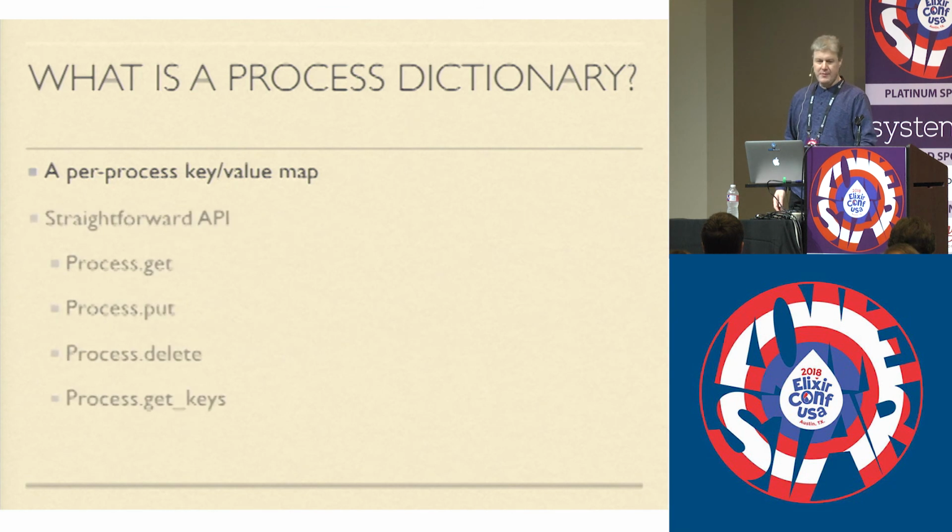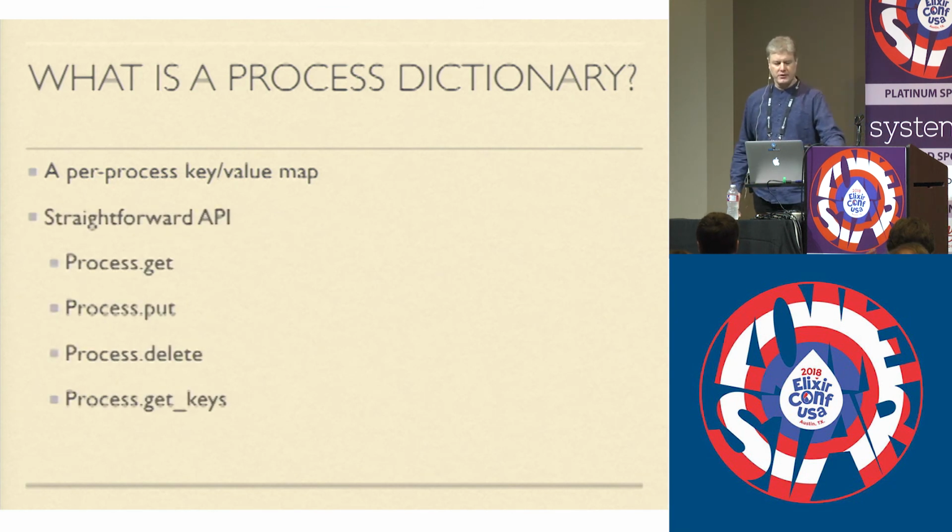And the API is pretty straightforward. You can get a key out of it, you can put a key into it, you can delete a key, and you can ask what keys are in there. The get keys version actually has an interesting arity 1 where you can give it a value, and it will tell you back the list of keys that have that value. I haven't figured out a purpose for that yet, but it's kind of good to know and have it in your back pocket in case you ever find a use for it.